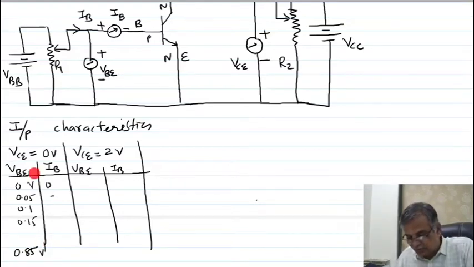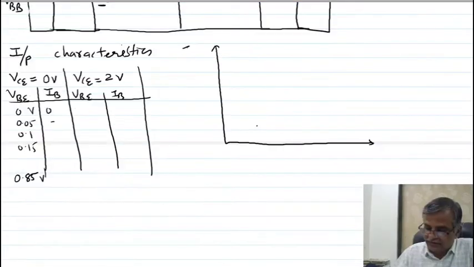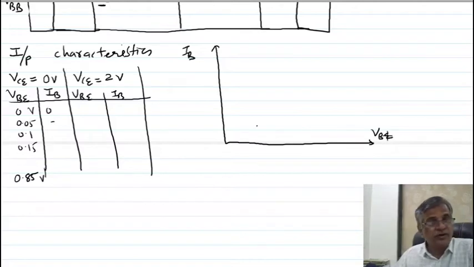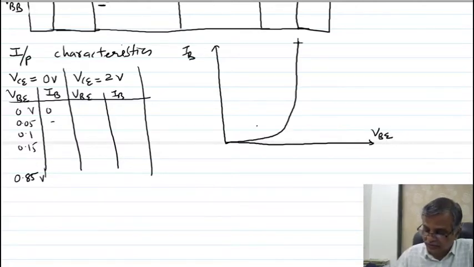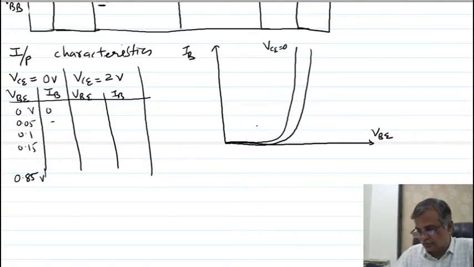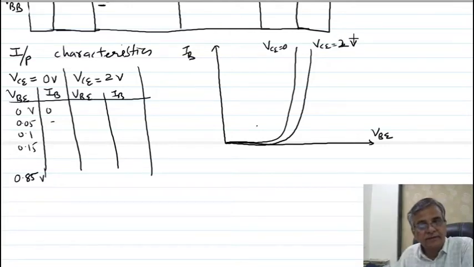Repeat this same procedure for a higher value of the collector emitter voltage. Base current versus base emitter voltage for two different values of collector voltage is shown in the figure. VC is equal to 0, VC is equal to 4 volt or 2 volt, anything you can keep. Now let us discuss this.